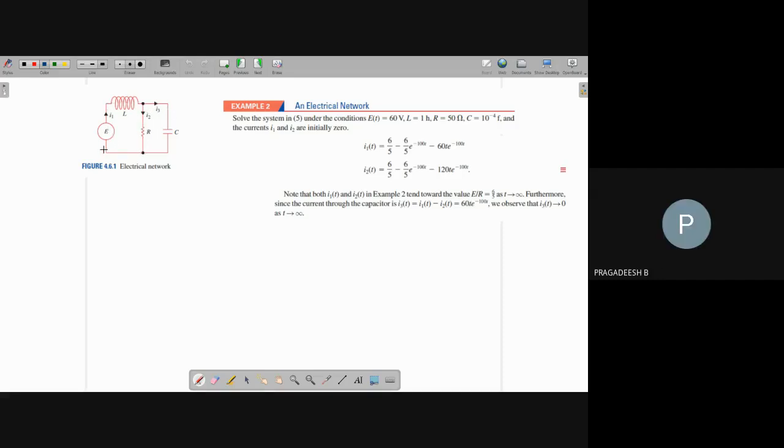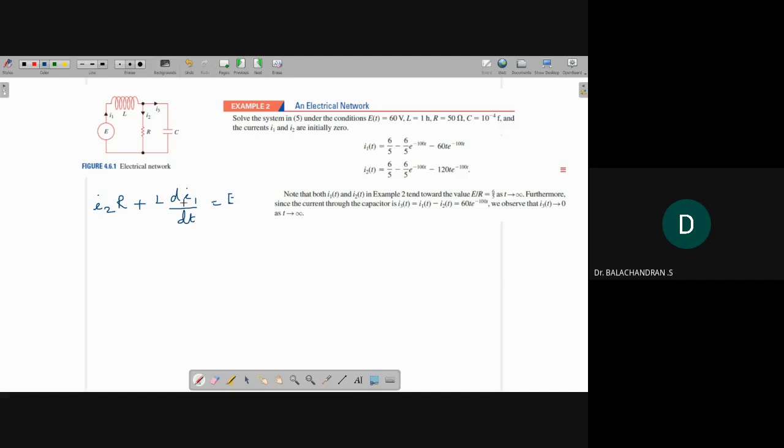L d square I1 by dt square plus R dI1 by dt equal to E of t. Okay, so first equation you got it.